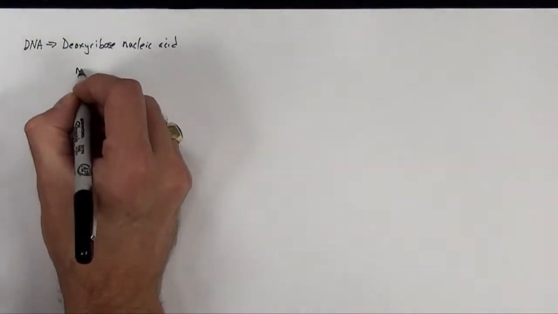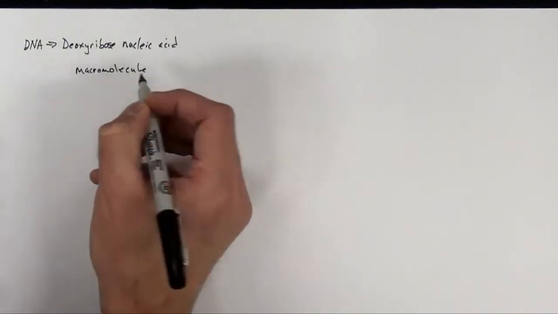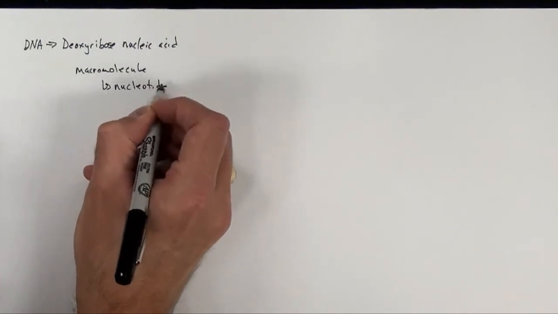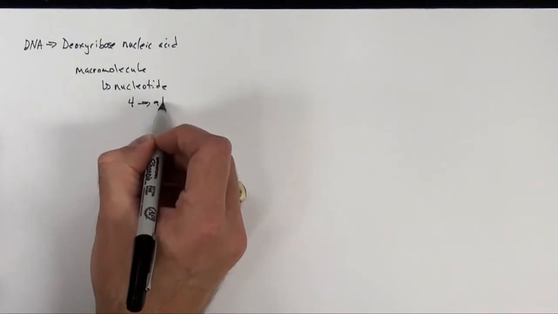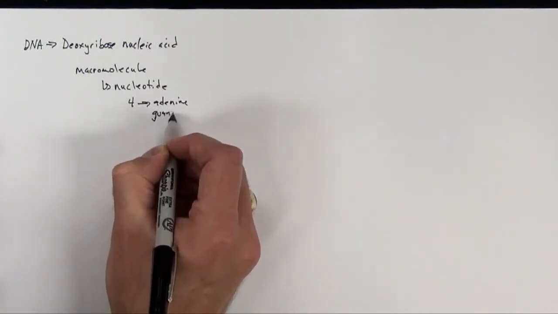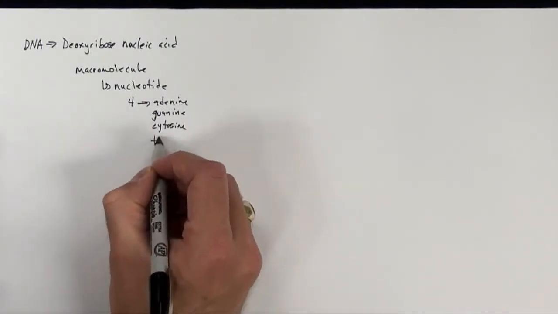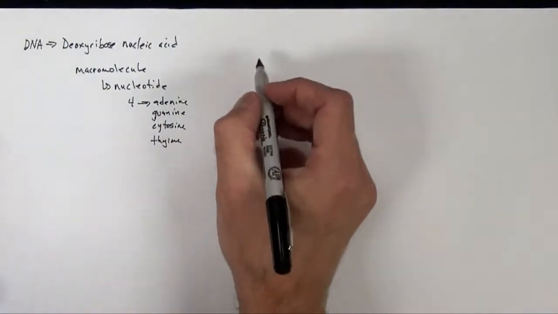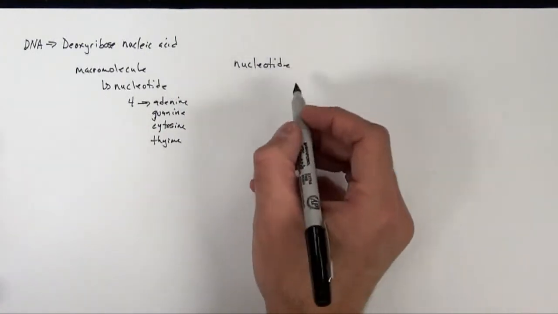So DNA is a macromolecule, and it's made up of building blocks called nucleotides. DNA has four flavors of nucleotides. They are adenine, guanine, cytosine, and thymine. The basic structure of a nucleotide, if we look at the overall structure, looks like the following.